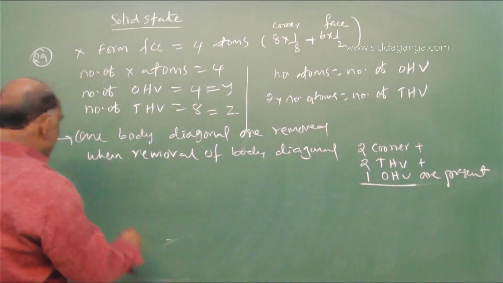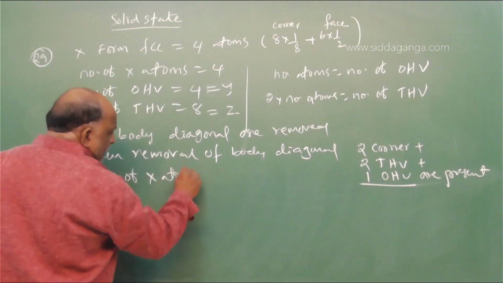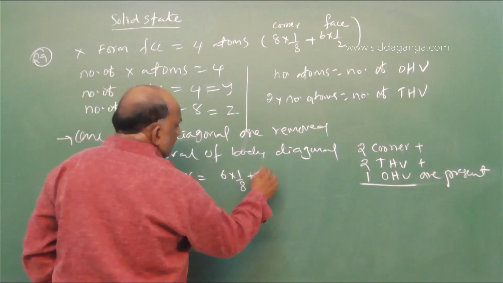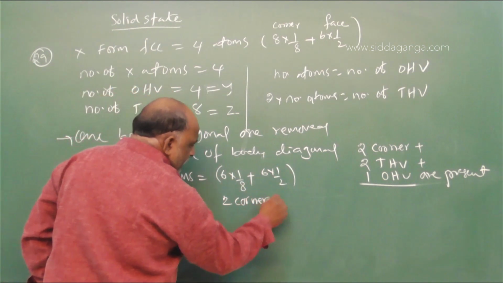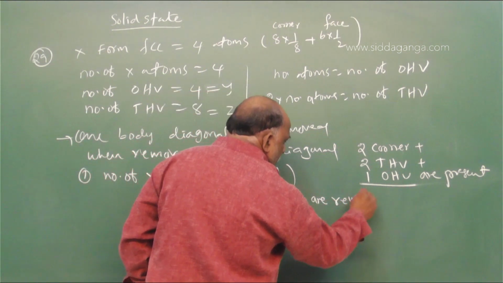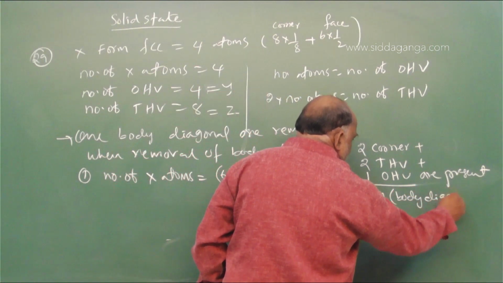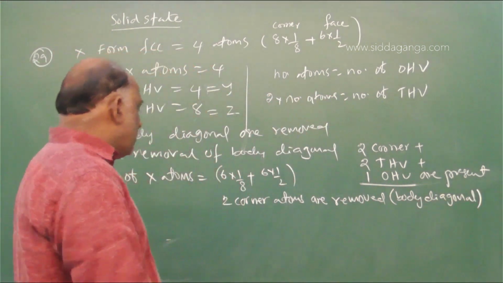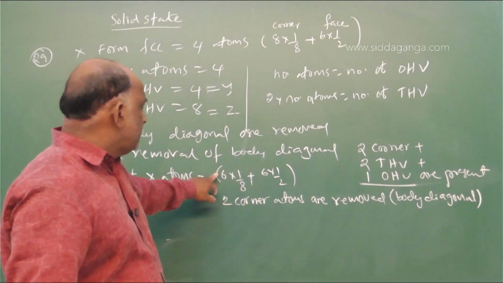So here, number 1, the number of X atoms is equal to 6 into 1 by 8 plus 6 into 1 by 2. What is the reason? 2 corner atoms are removed. Why? Body diagonal. In the body diagonal, 2 corner atoms will be present. So what will be the answer here? 6 by 8 plus 3. 6 by 8 means 3 by 4.